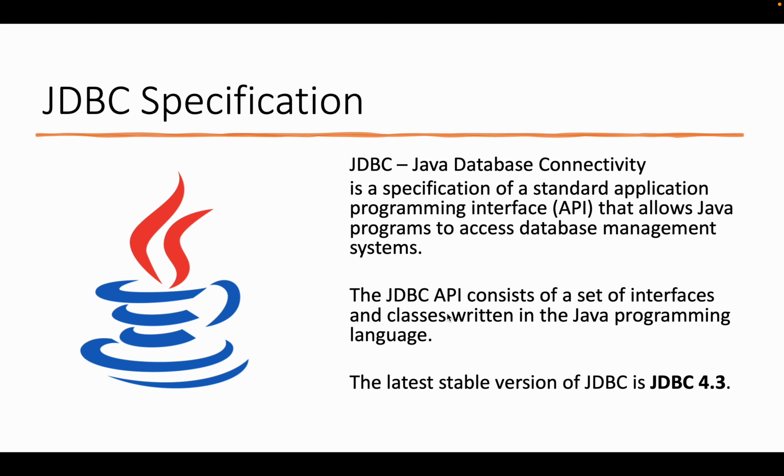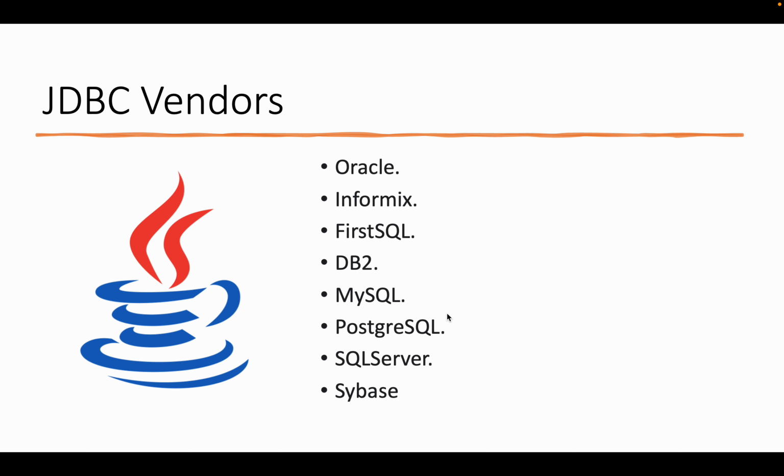Then the JDBC API consists of a set of interfaces and classes written in the Java programming language that will aid you to be able to query the database in the Java language. As of this recording, the latest stable version of JDBC is JDBC 4.3.